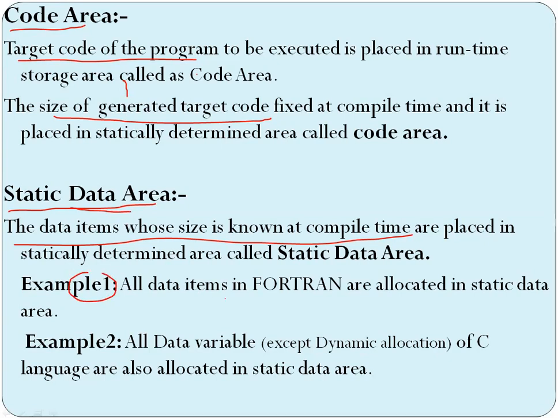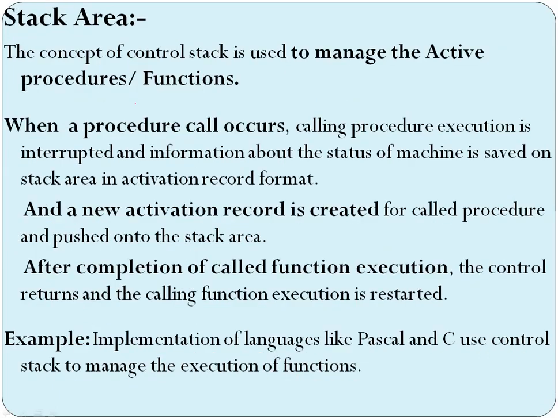For example, all data items in Fortran language are allocated in static data area only, and all data variables in C language, except dynamic memory allocation, are allocated in static data area. That means all the variables which are not allocated by malloc function are going to be stored in static data area.